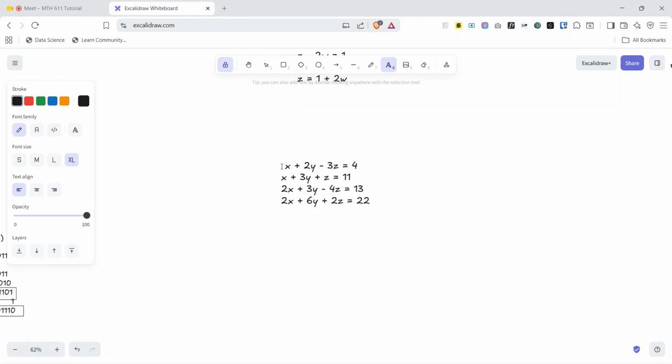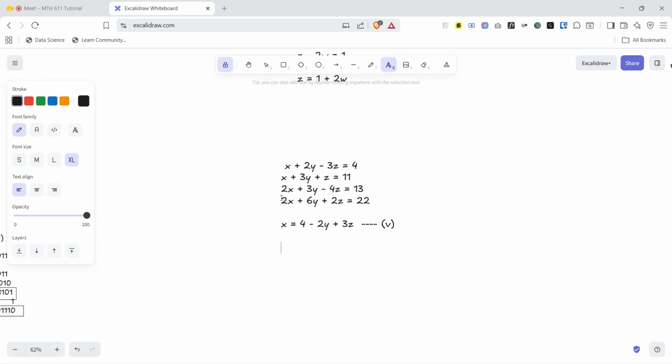The same way we did the first one, we turn equation 1 into x, so x equals 4 minus 2y plus 3z. That will now be equation 5. And then we'll plug equation 5 into the other ones.